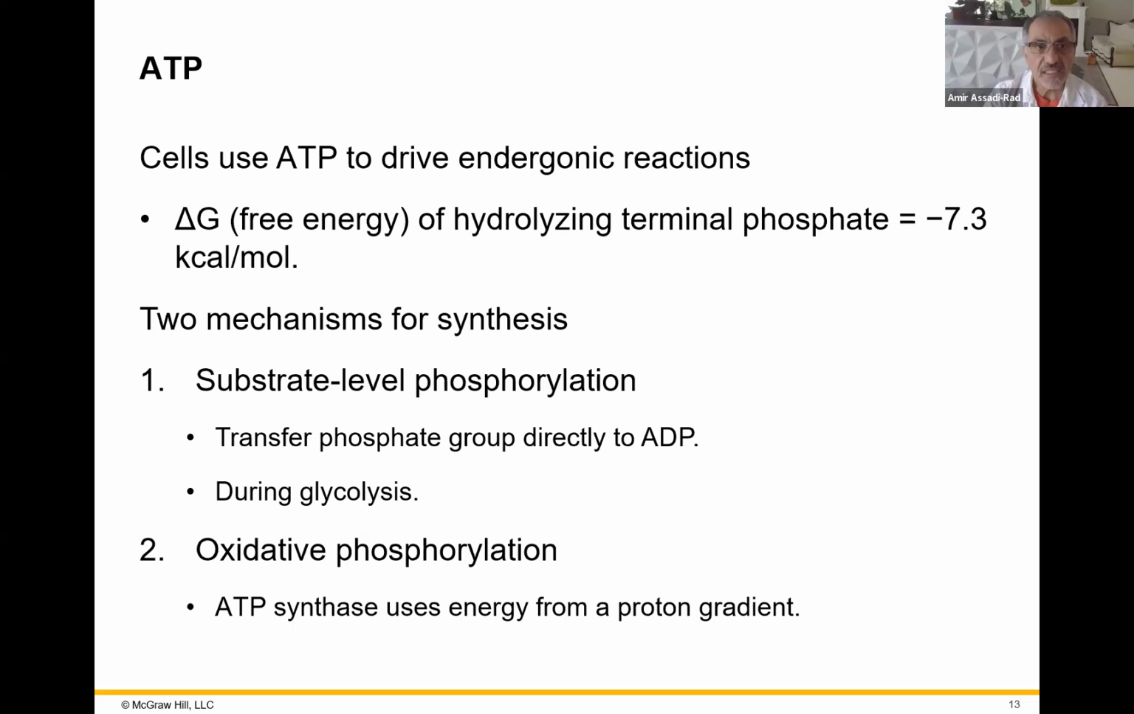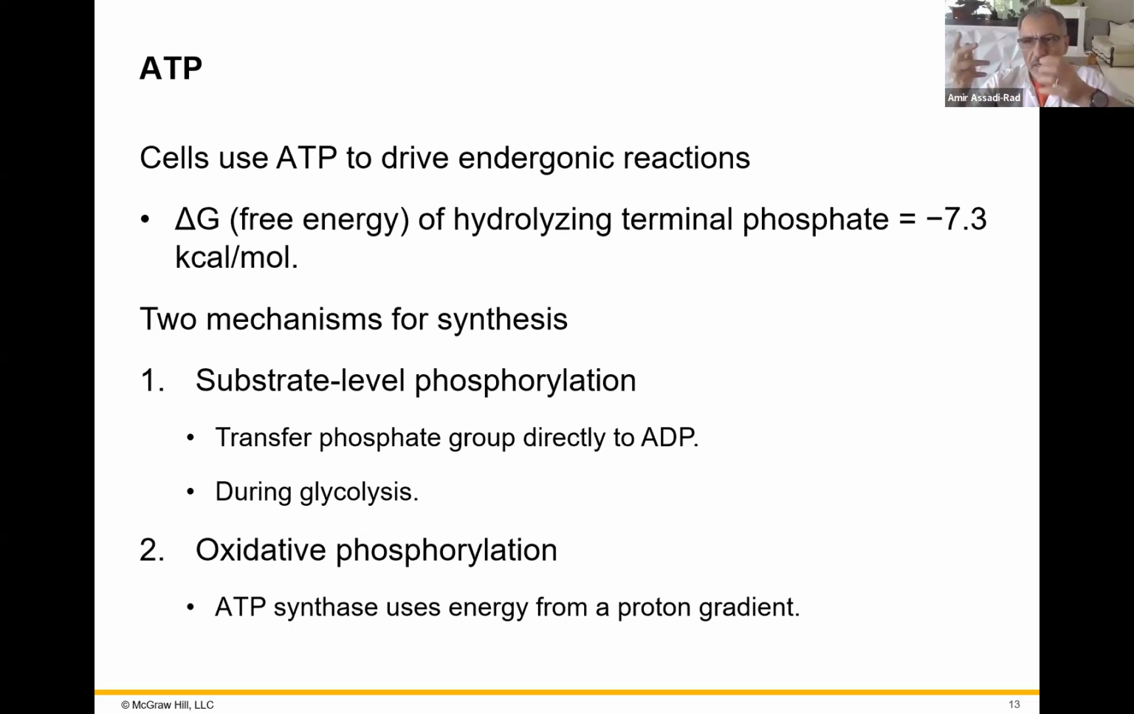So ATP: cells use ATP to drive endergonic reactions. Yes, and then you will see that in photosynthesis as well. The delta G, the free energy of hydrolyzing the terminal phosphate, is minus 7.3 kilocalories. And then there are 2 mechanisms of synthesis for ATP: substrate level phosphorylation.